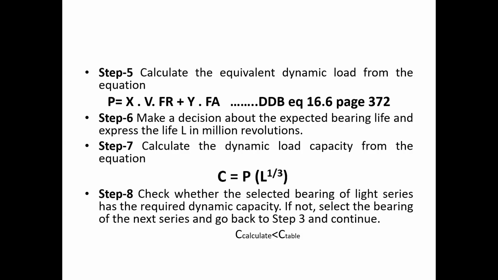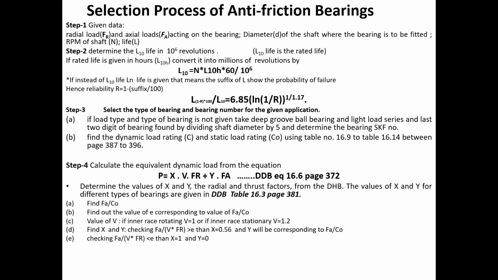If the C calculated is lesser than the C table, that means the selection we have made, the bearing number which we have selected for the particular application, is correct, and this bearing will be suitable for the application. But if this condition is not satisfied, that is C calculated is not lesser than C table, then what we have to do? We have to repeat the process for the next load series, from step number 3. And what is step number 3? Step number 3 is selecting the bearing number.